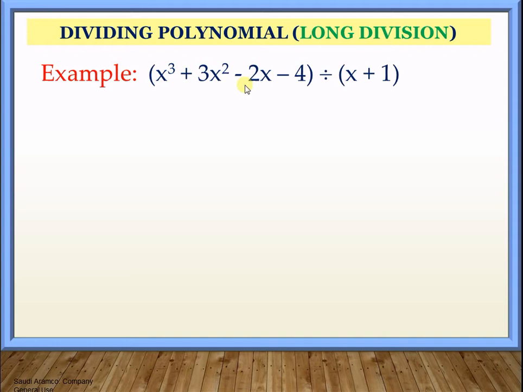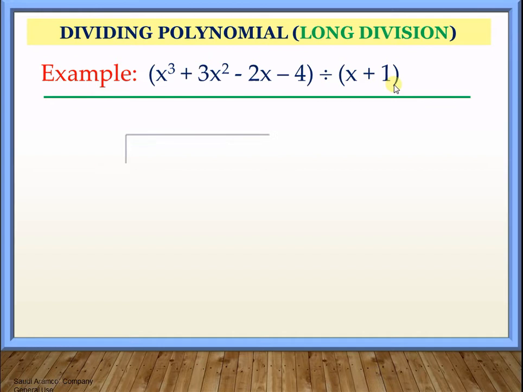The quantity x cubed plus 3x squared minus 2x minus 4 is divided by the quantity x plus 1. The process is still the same. We have to check the variable's exponent. Is it decreasing? 3, to 1, and then x to the 0, which is 4. If that is the case, we're just going to write it this way, with no additional thing. And this one is our divisor.